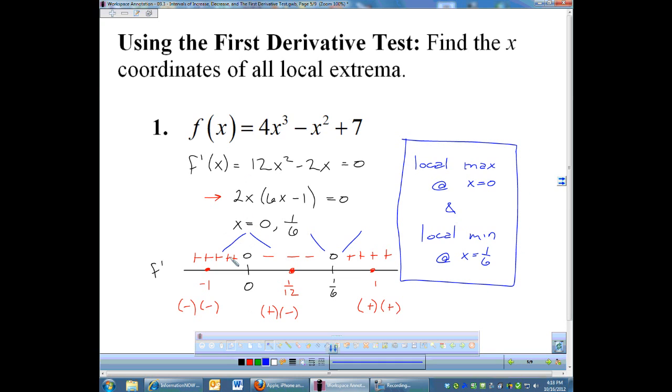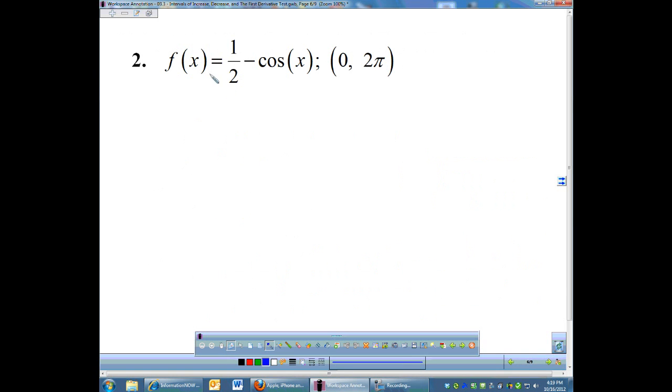So a local max when the derivative changes from positive to negative, that is your first derivative test, and a min at 1/6. Let's see, what's the next one? Okay.